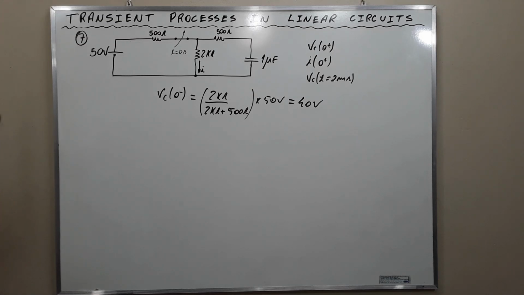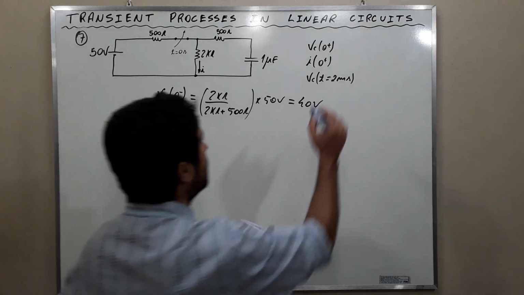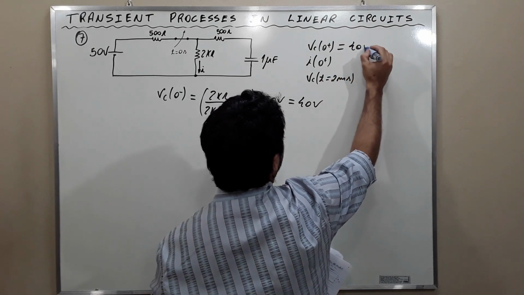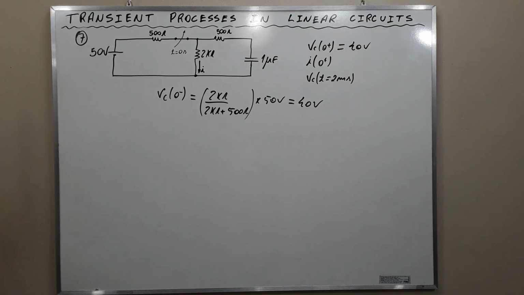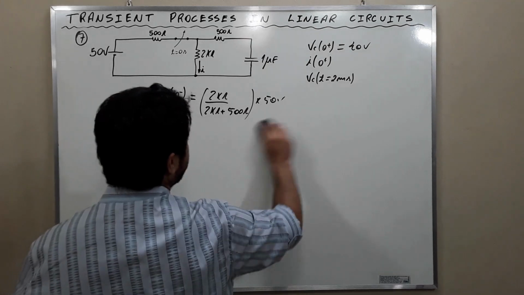And as we know that the voltage across the capacitor does not change immediately, at t equal to 0 plus, the capacitor voltage will still be 40 volts. For it does not change immediately. Then this is 40 volts. We have already found our first result. Now let's calculate the rest.